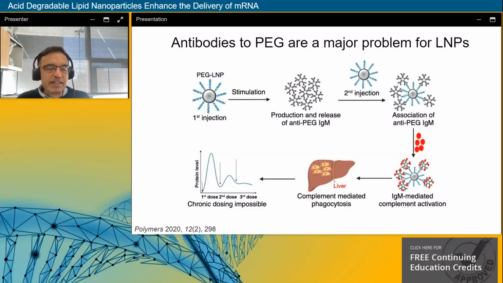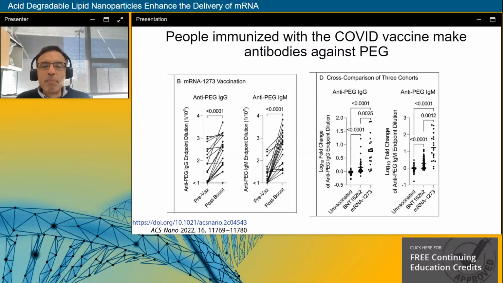And the significance of this PEG problem was not fully recognized until recently. But now that everybody has, or at least 1 billion people in the world have, received the Pfizer and Moderna vaccine, it turns out that we all have been immunized against PEG. And this is because both the Pfizer and the Moderna vaccine have PEG on them. Those are PEGylated LNPs, like all LNPs.